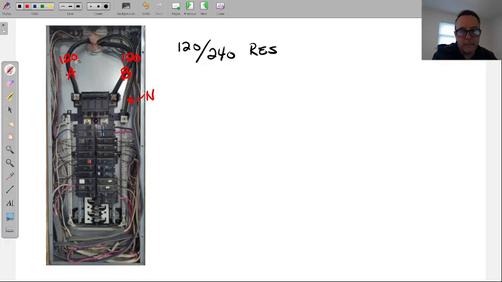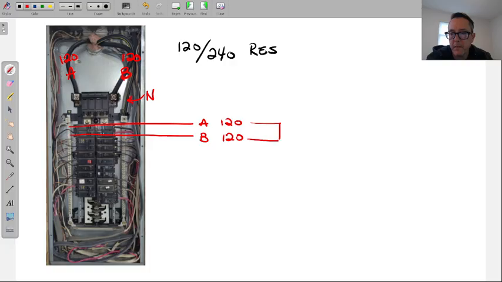As you look at the panel, a few things to understand: all of those breakers, the two on the top, the first row, are A phase, the two on the next row are B phase, and then it goes in that order from there. A, B, A, B, A, B, all the way down. So 120 over here, 120 from B phase. If we were to measure between both with our meters, we'd get 240 volts.